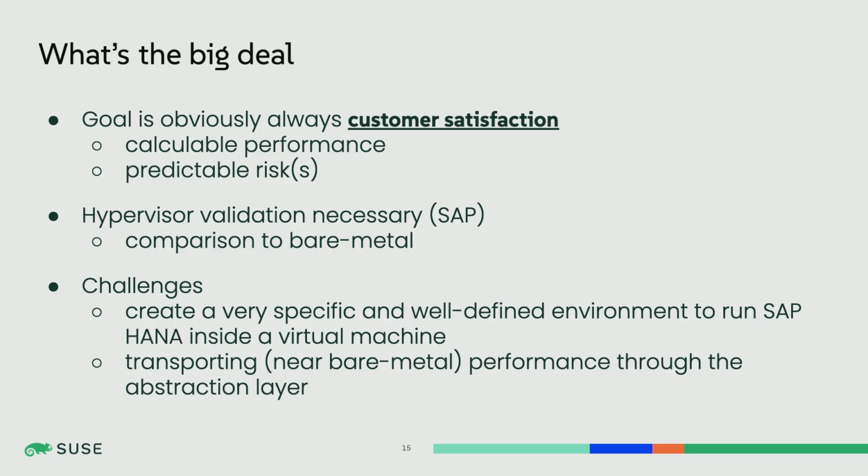The challenges, well, the first one, and it's also the benefit with every validation that we do, we create a well-defined environment to run SAP HANA inside a virtual machine. So we give you precise instructions about the configuration of the hypervisor and the virtual machine to squeeze as much performance out of a system as possible. Two, that's the challenge, transport near bare metal performance through the abstraction layer.